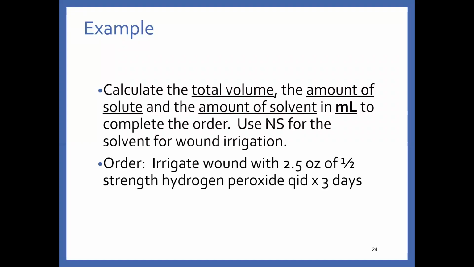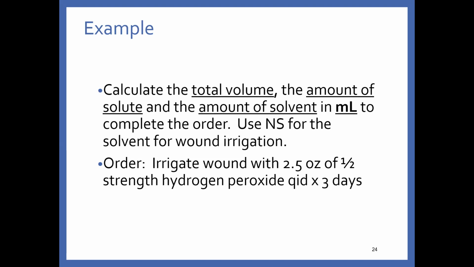For this example, we are asked to calculate the total volume, the amount of solute, and the amount of solvent in milliliters to complete the order. We're to use normal saline for the solvent for wound irrigation. The order is to irrigate the wound with 2.5 ounces of half-strength hydrogen peroxide, QID, for 3 days.